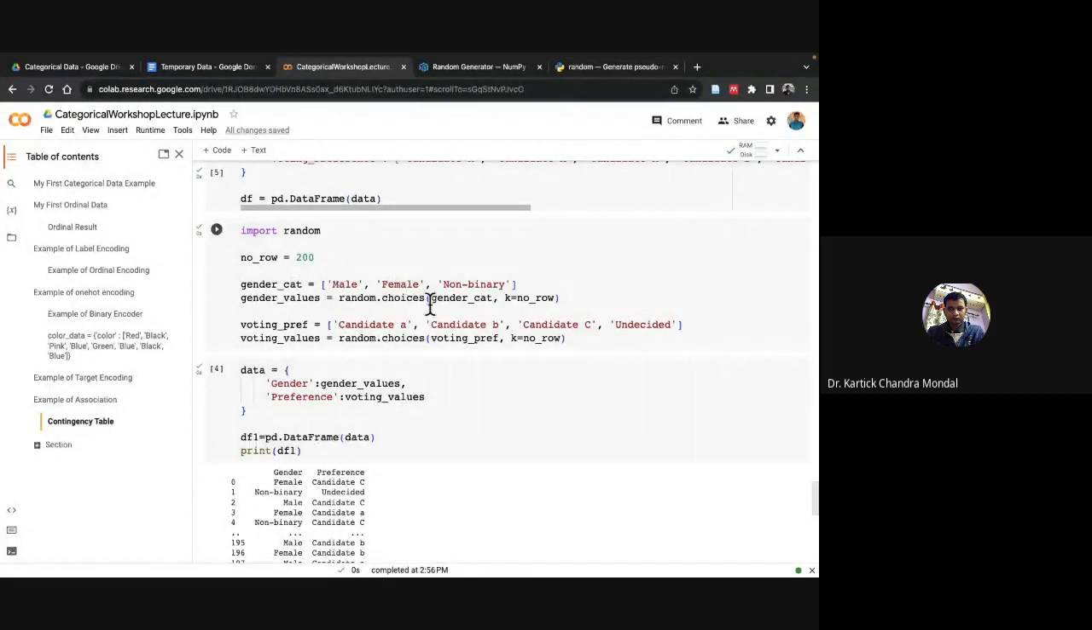So here the population is this one. From this list I have chosen values. How many times? 200 times, and then it generates 200 random values from this set of values and creates the gender value.